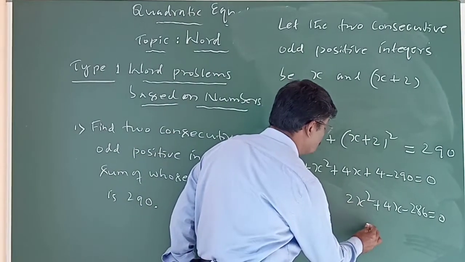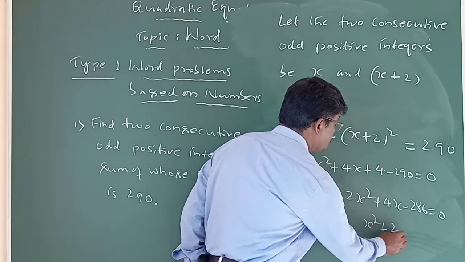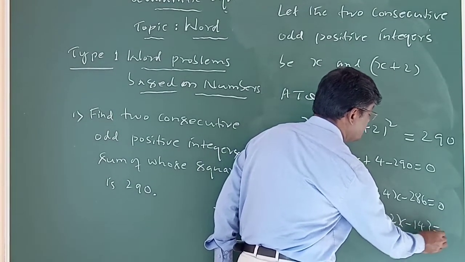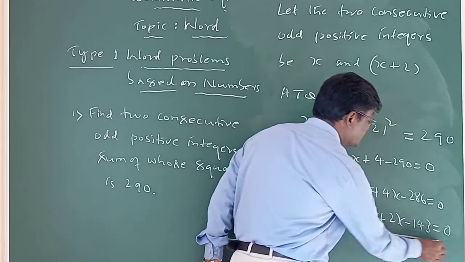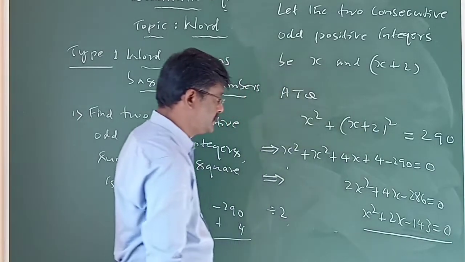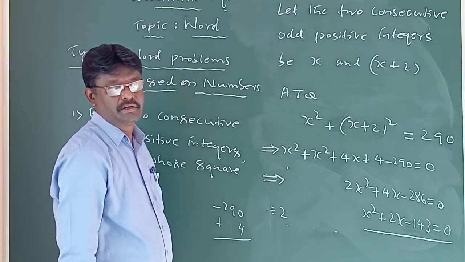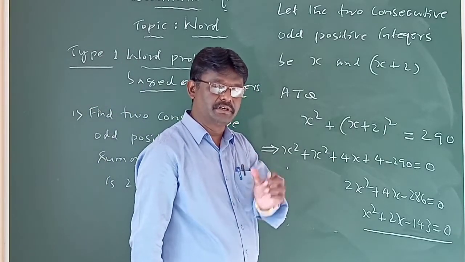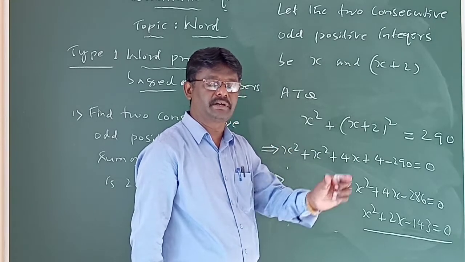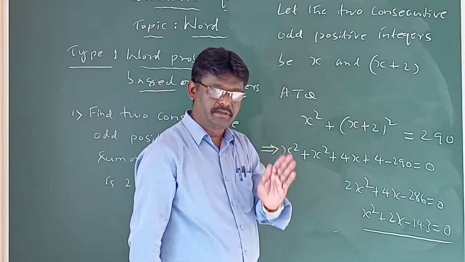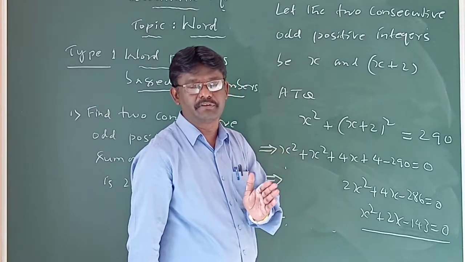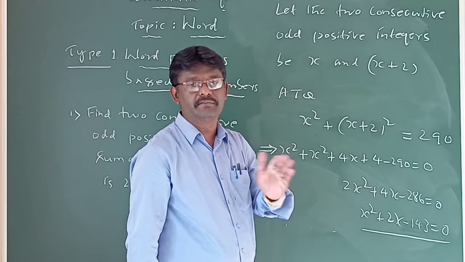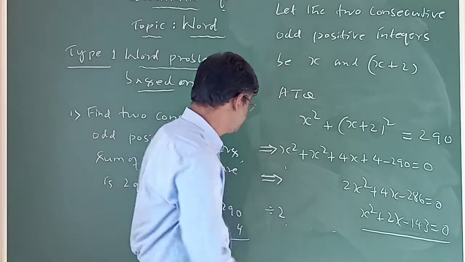So 2 by 2, 1; 4 by 2, 2; minus 143 by 2... minus 1, 4, 3 equal to 0. Underline this. This is our required equation. Now we have to go for simplification. Already we have learned the factor method, formula method, and completing the square method. But first, let us always prefer factorization. If we find it a little difficult, then we will prefer some other method.